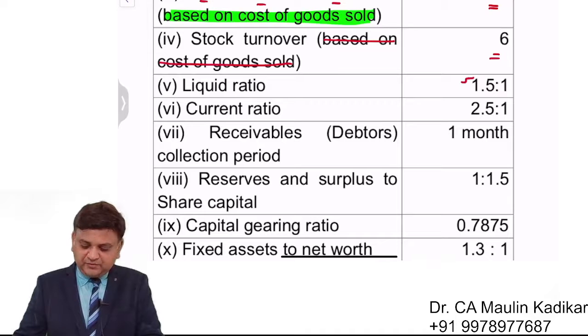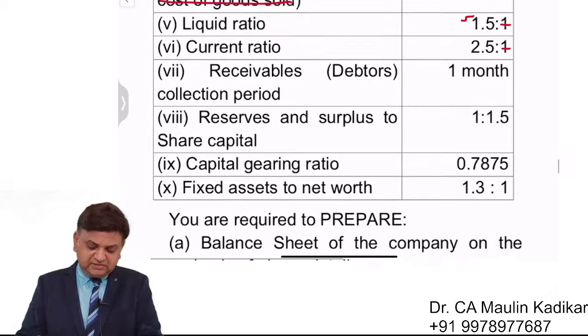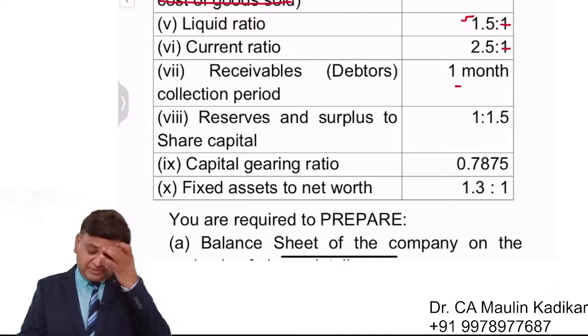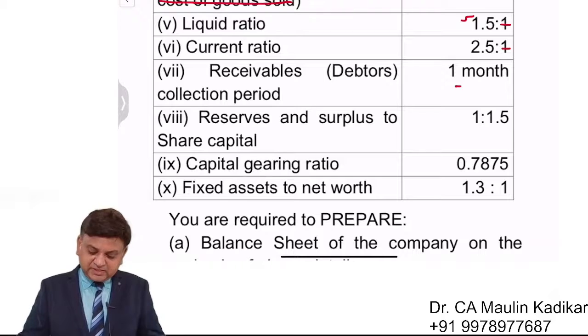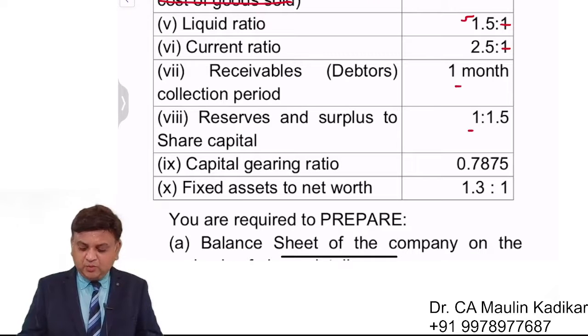Liquidity ratio 1.5 to 1 does not have any sense here. Current ratio 2.5 to 1 does not have any sense either. Receivable, debtors collection period is 1 month, that is the average collection period. Reserves and surplus to the share capital is 1 to 1.5. This 1.5 has an importance.